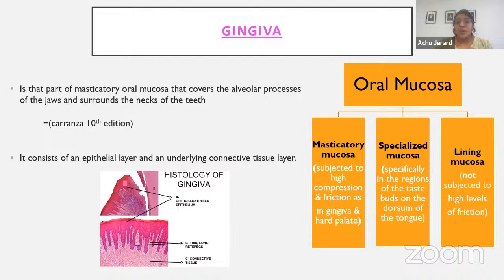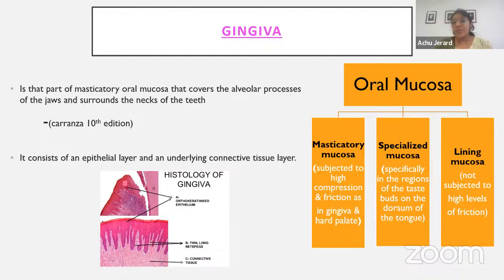So, what is meant by each of them? Masticatory mucosa is that type of mucosa which is subjected to all kinds of stress and friction forces from mastication and chewing. So, we have our gingiva as a part of the masticatory mucosa. And then you have the specialized mucosa, which we call specialized because it has specialized taste buds on it, which is the dorsum of the tongue, from which you can feel the taste sensation.